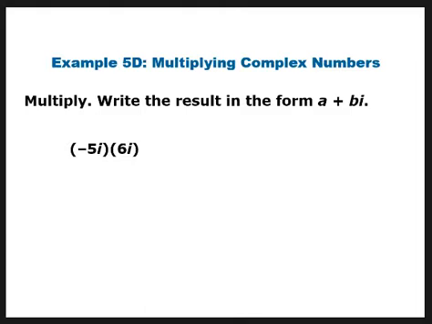Alright, last one here. If I'm just multiplying these two together, I'm going to get negative 30i squared. Again, we can think about the i squared as a negative 1. So essentially, I'm just going to get 30. No imaginary part again, because I basically just have two imaginary numbers being multiplied together, which results in a real number solution.